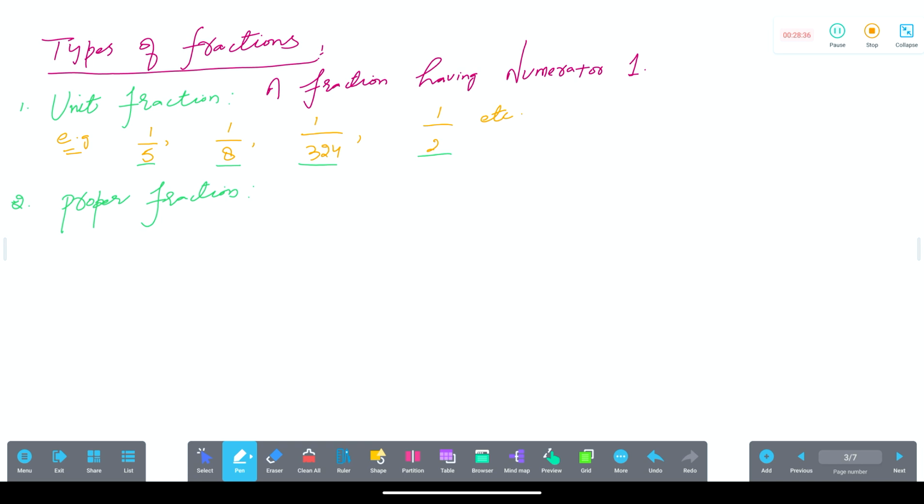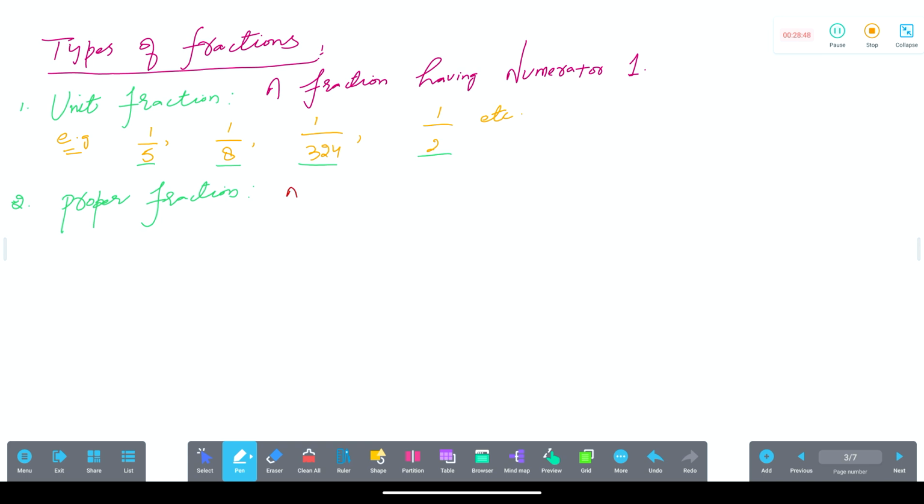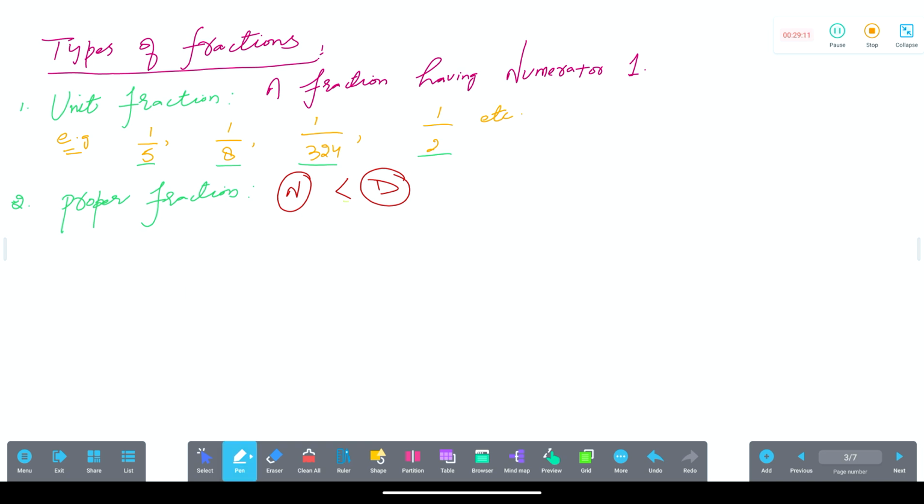Whenever we define a proper fraction, we are defining it with respect to its numerator and denominator. So any fraction whose numerator is less than the denominator. Is the less than sign there? I am not putting it in short form. Numerator, there is a less than sign here, and this is the denominator. So those fractions whose numerator is less than the denominator are called proper fractions.